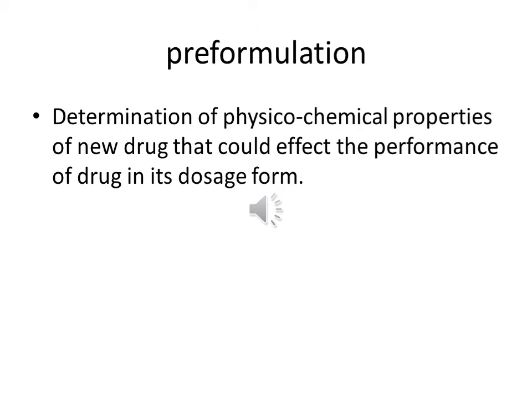The most important properties and factors we have to study during the pre-formulation time are the physicochemical properties of the new drug that could affect the performance of a drug in its dosage form. Most of this information can be obtained from previous studies and research, from published data or papers.